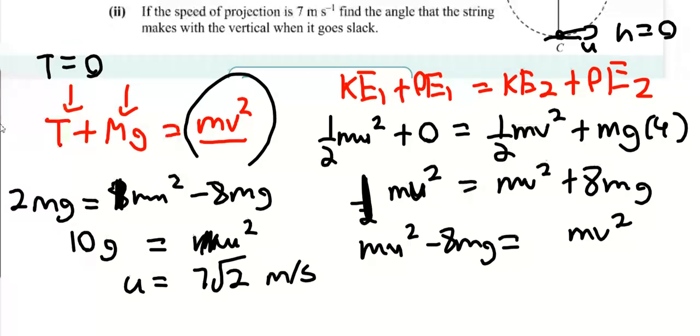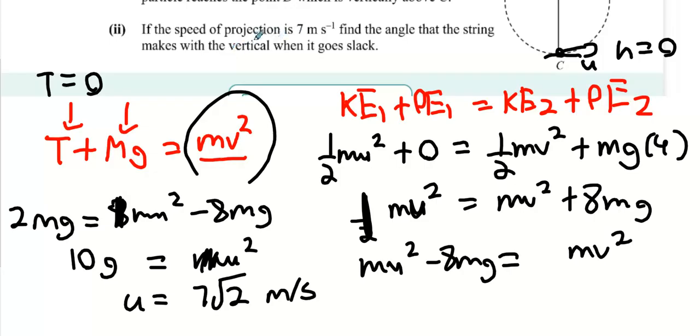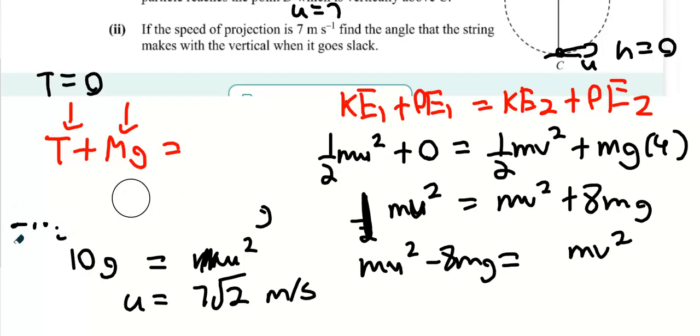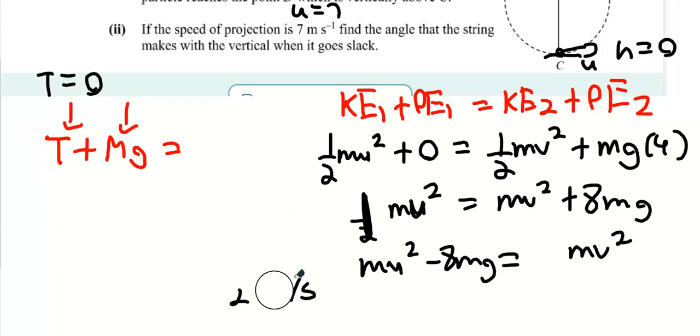Now we're going to go back upwards. If the speed of projection is 7 meters per second, so it's stating the u value is 7, find the angle that the string makes with the vertical when it goes slack. We're going to have to set up a general system again, okay? And this is where you have to start drawing triangles and stuff. So here we go.